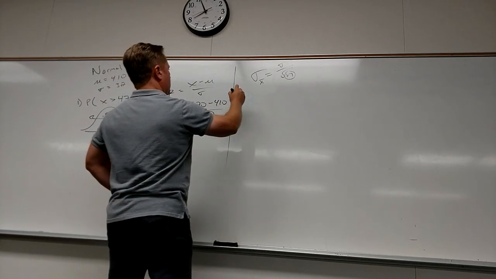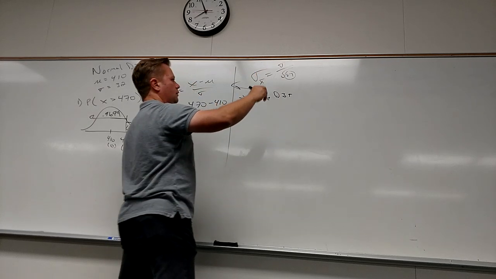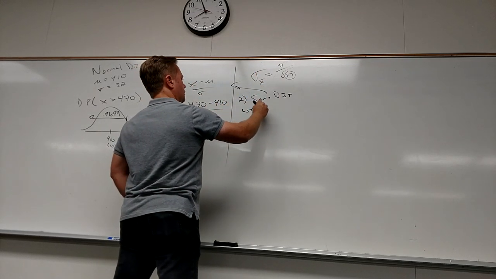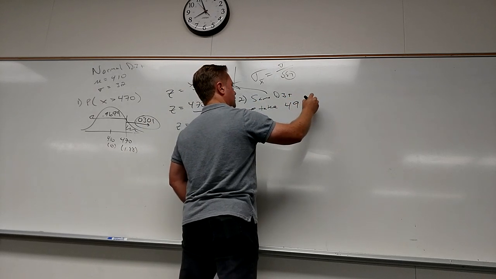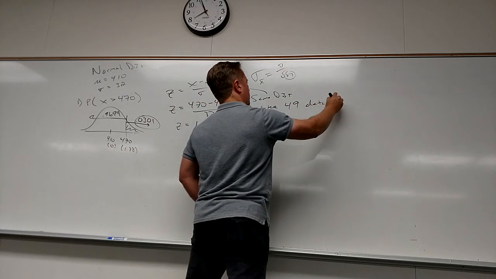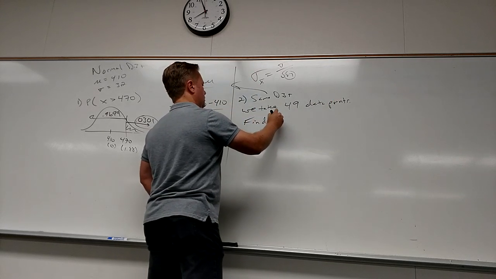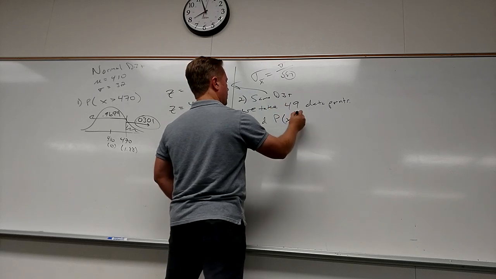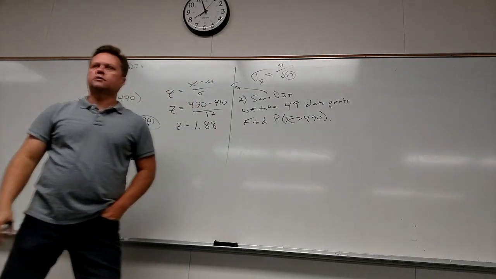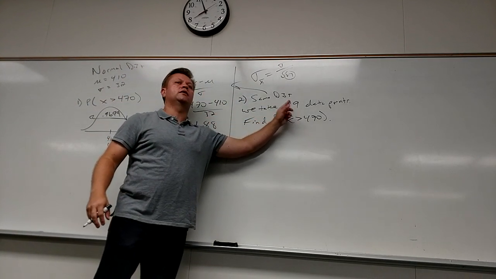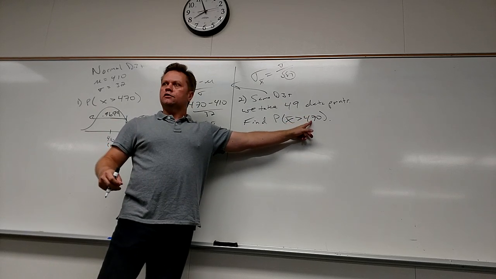So if I said, now, same distribution, all right, same distribution. We take 49 data points, whatever the hell they are. Now find the probability that x is greater than 470. X bar, just be careful. So if I take a group of 49, and I want to know the probability that the average of that group is more than 470.